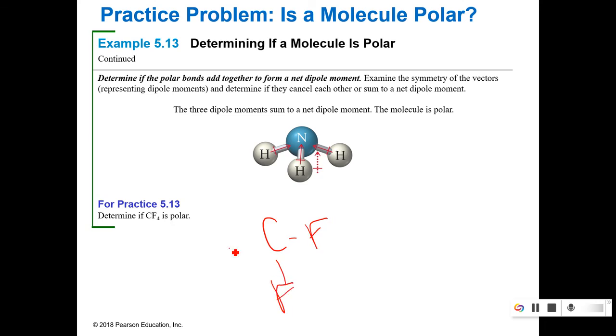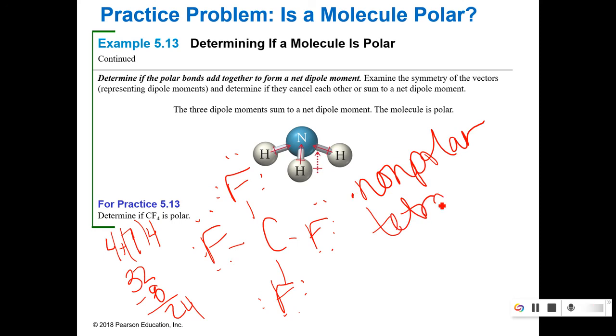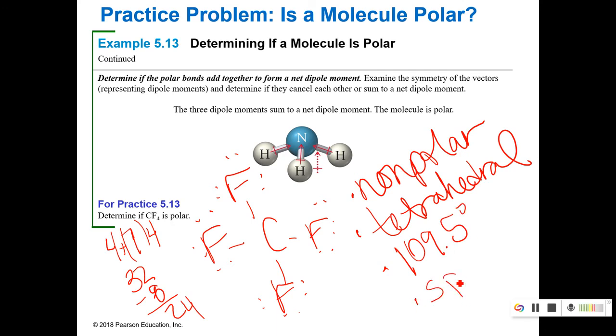CF4. Dots. Yes, I did skip a step, but I've got 4 plus 7 times 4, which is 28, 32, minus 8, 24. I put those 24 dots around. This is symmetrical completely. There are no different outside atoms, no dots on center, so this is nonpolar, which does mean symmetrical. Tetrahedral. 109.5. sp3.